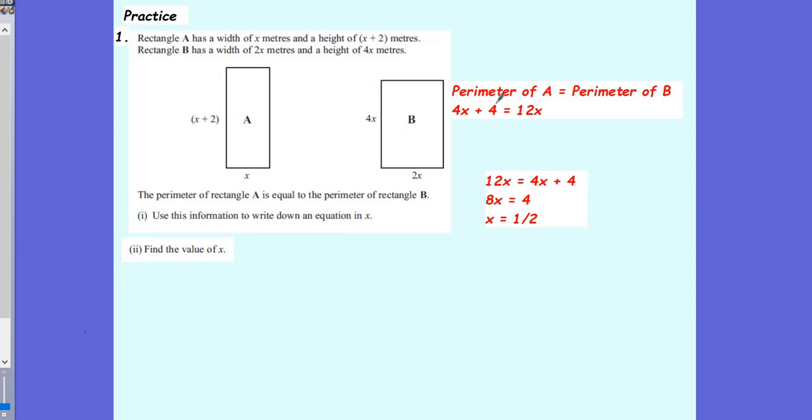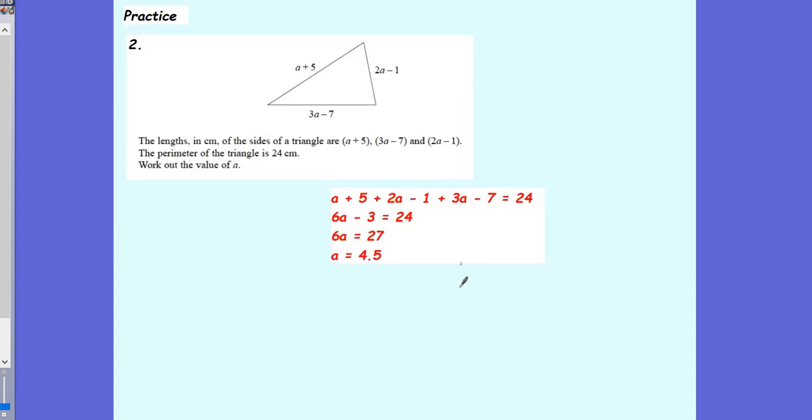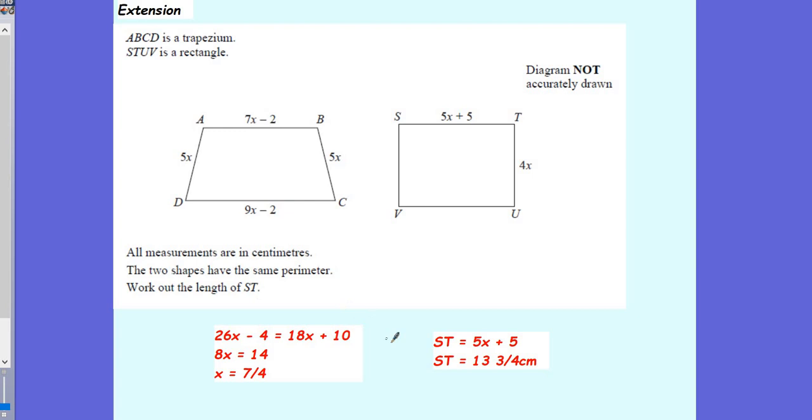Okay, Year 7, here's the answers. This is the answer to the first one. You should have got x is a half. To the second one, you should have got a is 4.5. If you did my extension question, very well done. ST is 13 3/4 centimetres.